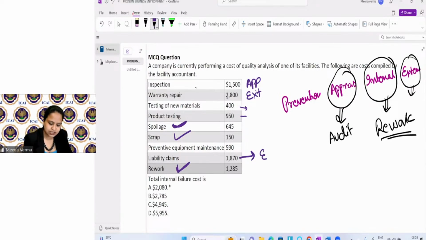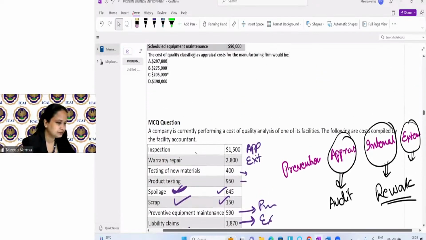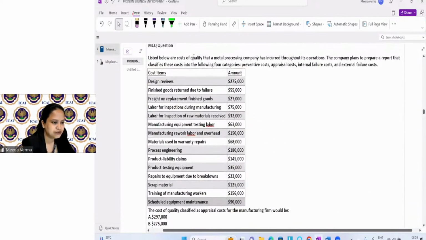So these three will be internal failure cost. Liability claim is what? External failure cost. Preventive maintenance is prevention cost, right? So in this way, you can see only these three will be your internal failure cost. Okay, let's take one more question, this question. And please find here, what do we have to find here?